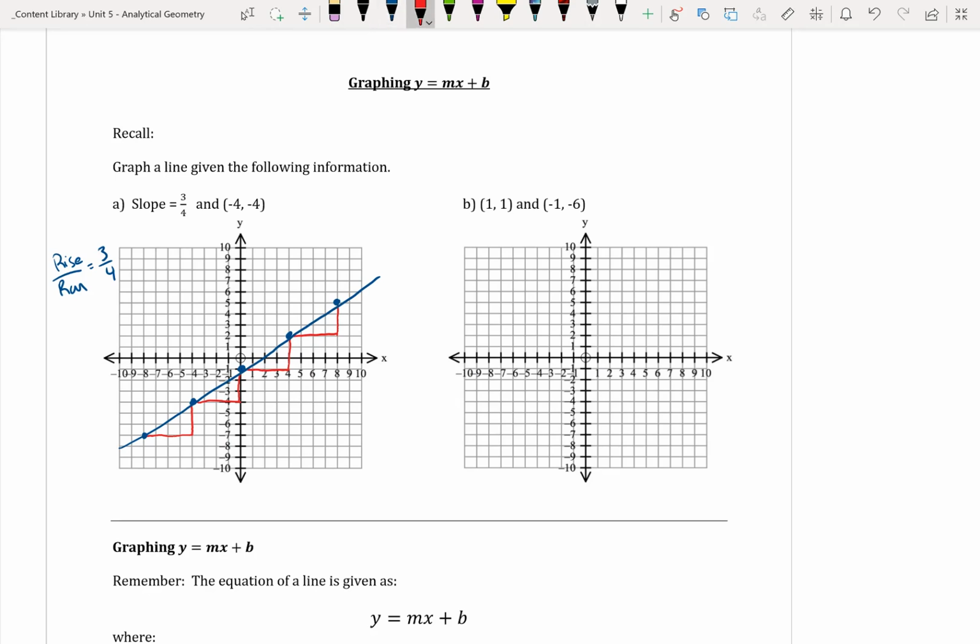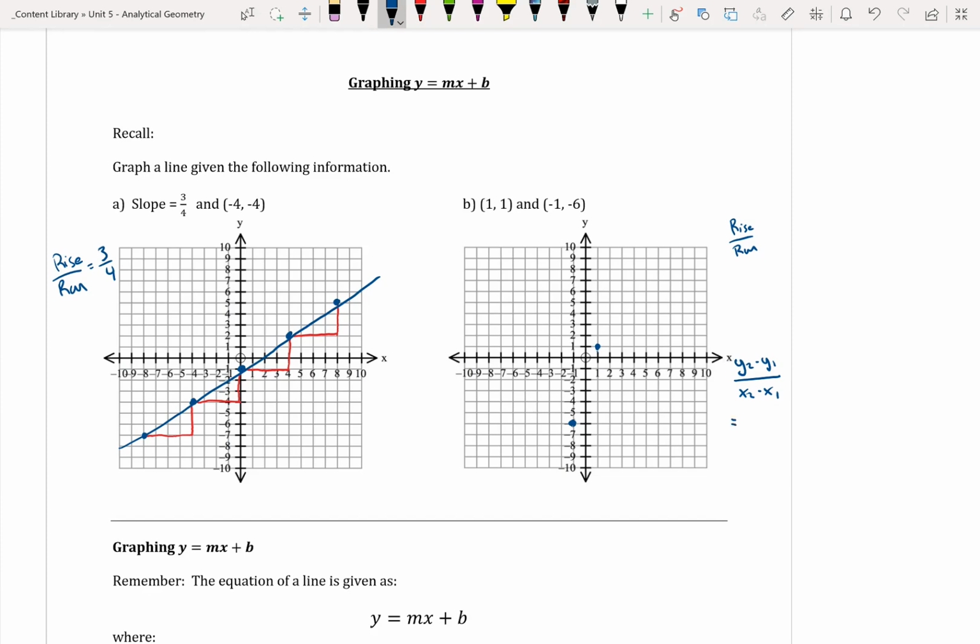Now, if I want to graph given 2 points, I'm going to start off by plotting my points again. So 1 and 1 is 1 point, and -1, -6 is another. Now there's 2 things I can do here. I can find my slope by doing rise over run, or I can use my equation y2 minus y1 over x2 minus x1. Either way would work. So I'll do it algebraically first.